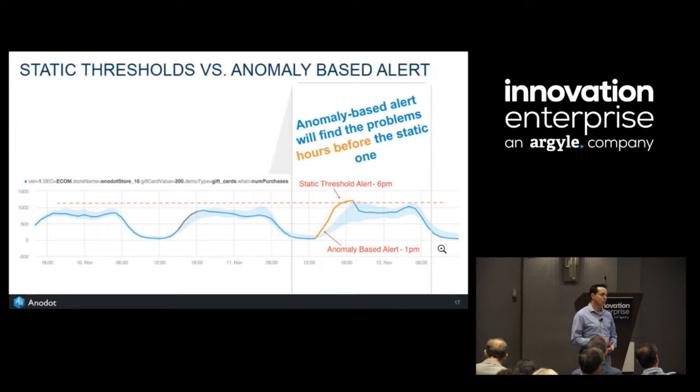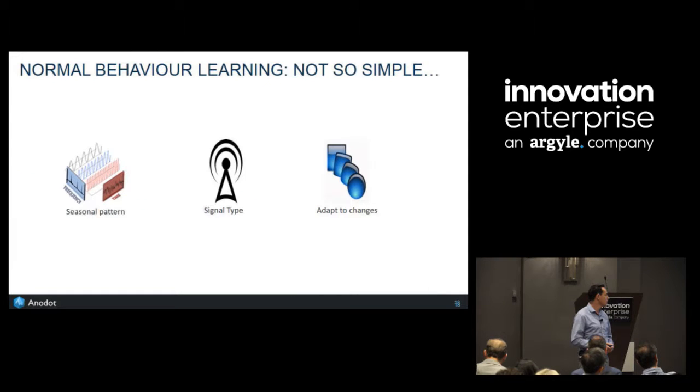Now, learning of the normal behavior is very challenging. It's not an easy task, and you need to take a lot of factors into account. I will go over some of the factors that you need to take into account: seasonal patterns, signal types, and adapting to changes. We'll explain each of those shortly.